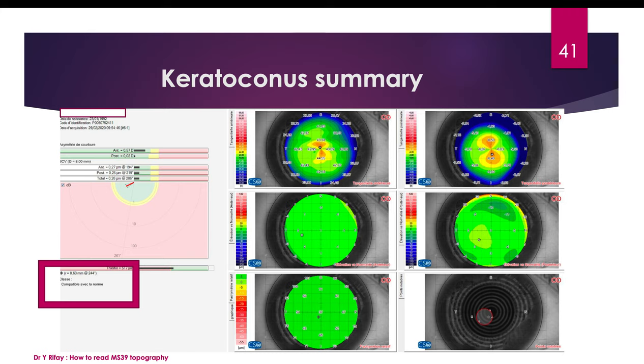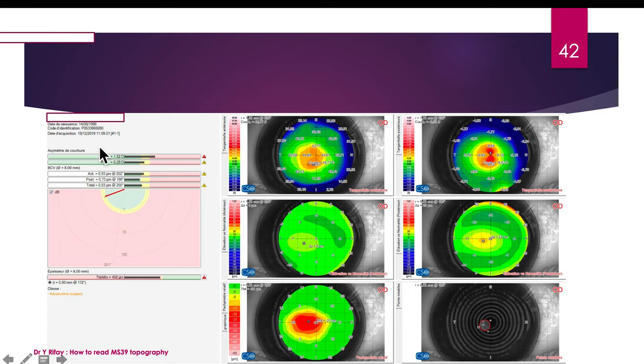So in this case, we see this is a normal case. There is no keratoconus here because all the indices we have seen before, the asymmetry indices, the wavefront indices are in normal range, and all these maps are normal. So it is compatible with a normal case. In this case, we have some abnormalities: there are some asymmetries, abnormalities in the wavefront, and some abnormalities in the map. So it is a keratoconus suspect.